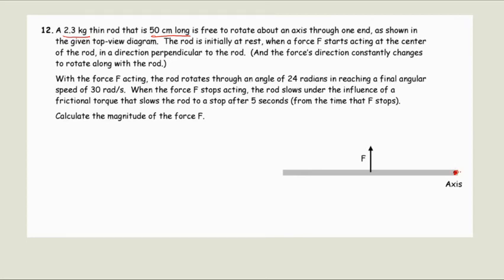The rod is initially at rest when a force F starts acting at the center of the rod in a direction perpendicular to the rod, and the force's direction constantly changes to rotate along the rod. With the force F acting, the rod rotates through an angle of 24 radians. That's going to be my theta, reaching a final angular speed of 30 radians per second. So our omega final is going to be 30 radians per second.